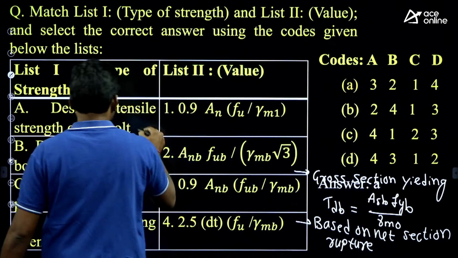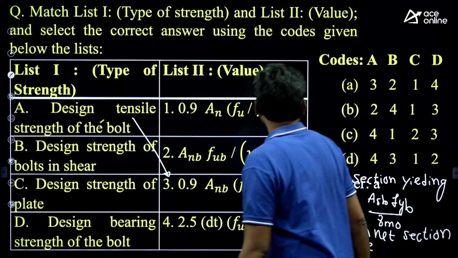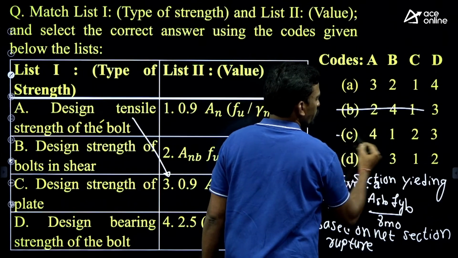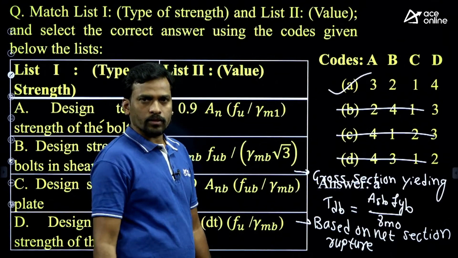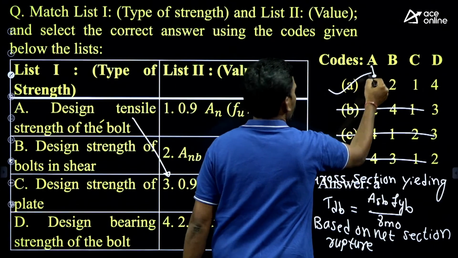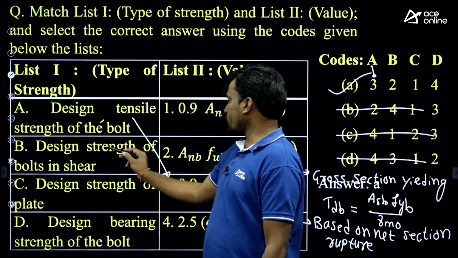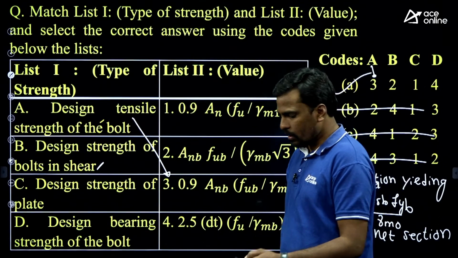It means A3. So you can eliminate this one, this one, and this one, then option A is correct. A3. You can check the rest of the formulas also. So what is the second formula? Design strength of a bolt in shear. So what is the formula?